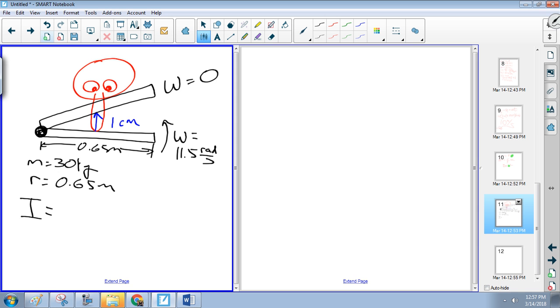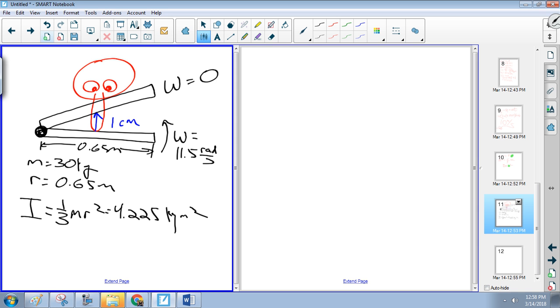Okay. So if you find that rotational inertia, it was 1/3 mr squared. So it's 0.65 squared times 10. So it gives you 4.225 kilogram meters squared. All right, so there's our rotational inertia.